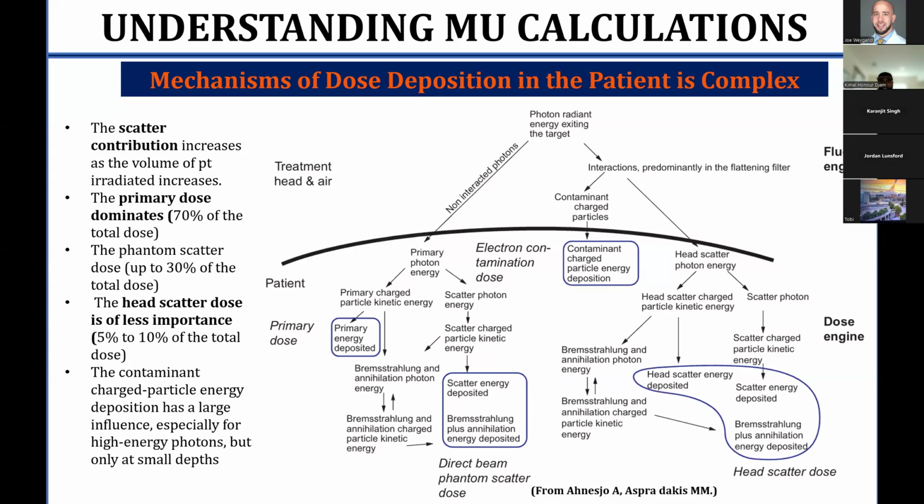The scatter contribution increases as the volume of patient irradiation increases, which implies that the scatter dose depends on the field size in the patient, as typically defined by the collimation, and the depth at the point of interest. The scatter dose typically accounts for up to about 30% of the total dose at the calculation point, and this is actually huge. The primary dose dominates and generally represents more than 70% of the total dose within the patient. This figure beautifully illustrates the various components from the treatment head and tells us a story of the various contributions to a particular dose in a patient at the point of interest.